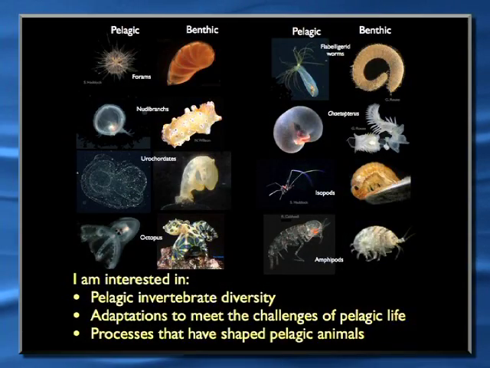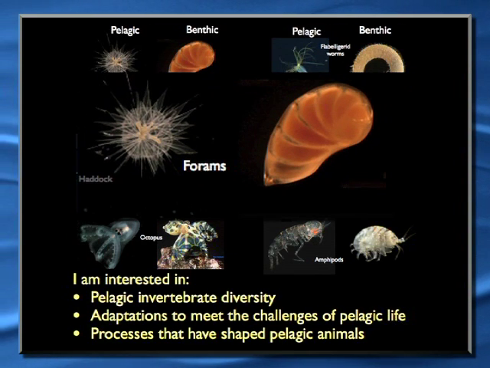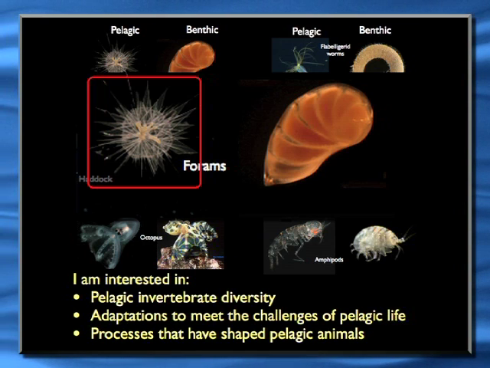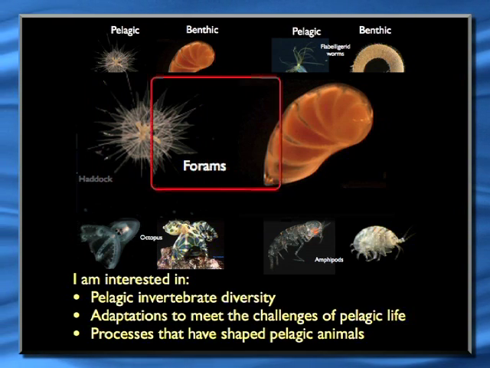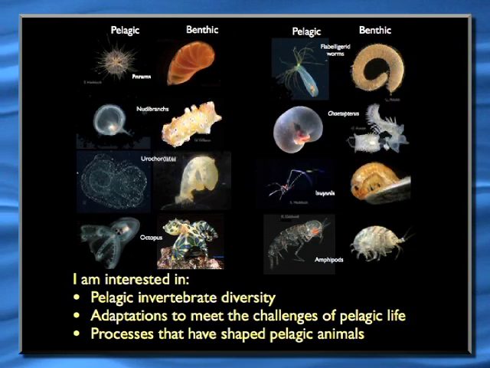So here I showed several pairs of organisms with different examples. On the top here are forams. Those are single-celled amoeboid-like animals that secrete shells. So here's a pelagic one, very spiny, long, cellular processes sticking out, very fine, very delicate shell. Benthic ones, considerably more substantial, little tanks, basically.